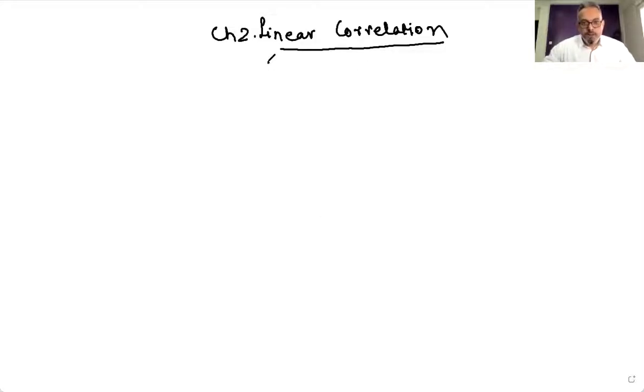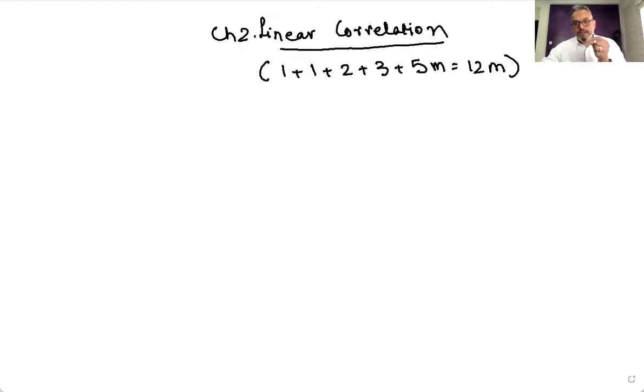This chapter in board exam is 1 plus 1 plus 2 plus 3 plus 5 marks, which is equal to 12 marks. You have to write this, so please write this. In board exam, this chapter will be of 12 marks. Now, what is 1 plus 1? 1 mark is MCQ, answer in short, 2 marks, answer in short, 3 marks, or maybe a bit long, and then fifth will be a full-fledged long question. So 12 marks for linear correlation.